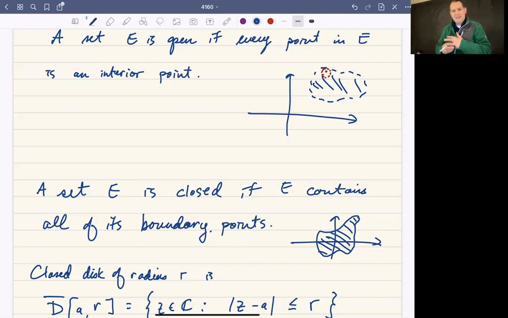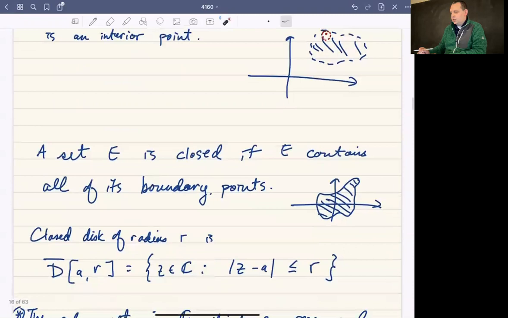So a set E in the complex plane is going to be called an open set if E contains only interior points. If every point in E is an interior point of E, then it's called an open set. And so these are sets that look like this. No matter what point you pick, if you zoom in enough, you can find some open neighborhood, some open disk centered at that point that stays inside the set E. Those sets that have that property are called open sets. Again, every point is an interior point.